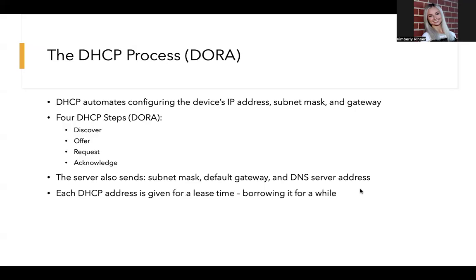Discover is basically where the client broadcasts, is there any DHCP server there? And then the offer step, the DHCP server would reply with like, yes, I can give you this IP address. And then the request, the client can say like, great, I'd like to have that IP address. And then acknowledge, the server finalizes it, saying it's confirmed. The server would also send a subnet mask, default gateway, and DNS server address.